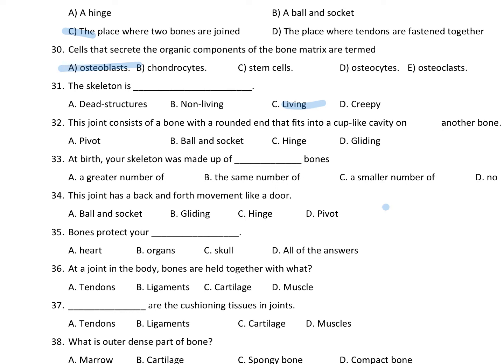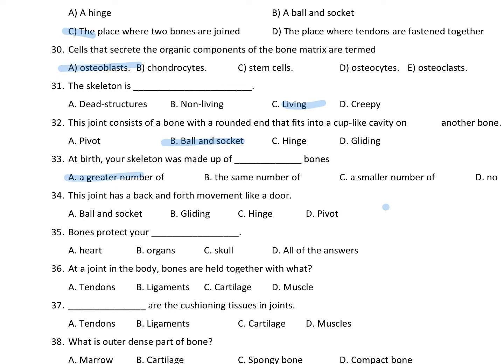All right, this joint consists of a bone with a round end that fits into a cup-like cavity. And that's going to be a ball and socket. Just thinking about the full range of motion, the maximum range of motion that you get with either your arm sitting in the shoulder or the hip and ball and socket that you have with your femur. So the way you can move your leg and your arm all the way around, maximizing that range of motion. At birth, the skeleton is made up of a greater number of bones.